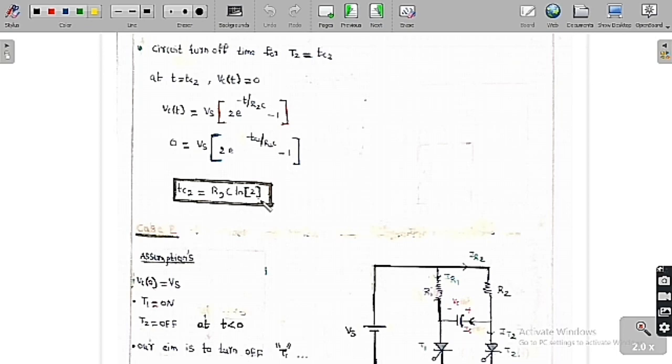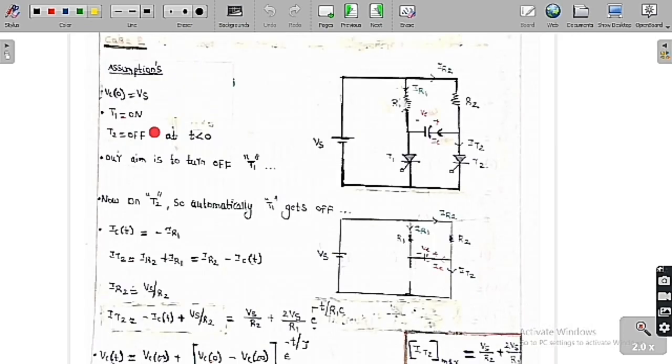Up to this much amount of time, the capacitor voltage is positive, meaning it is decaying from plus to 0. Whenever it is positive, only then is it going to provide a reverse voltage. So this is the circuit turn off time until which the reverse bias is occurring across the thyristor T2. So whenever we turn on T1, automatically T2 is going to turn off at that instant. Now let me do the second case circuit.